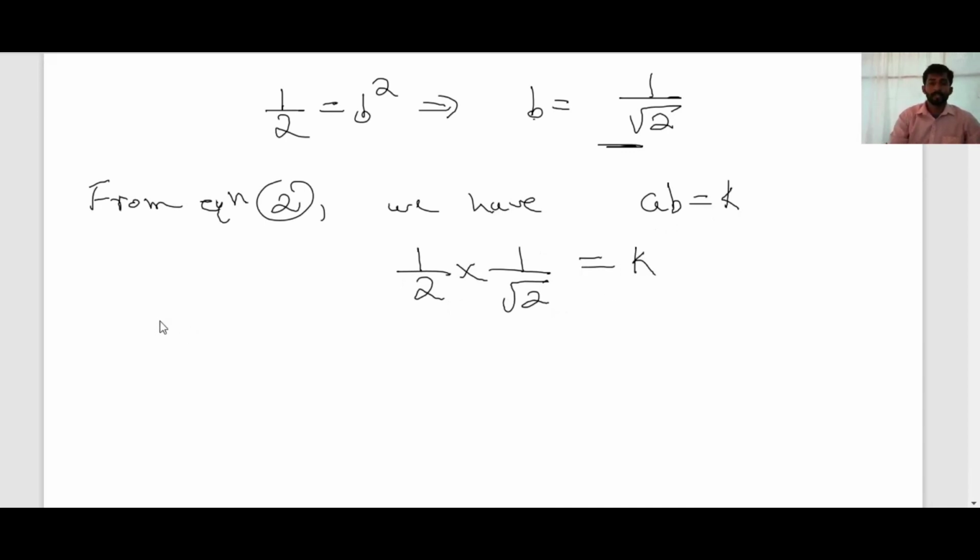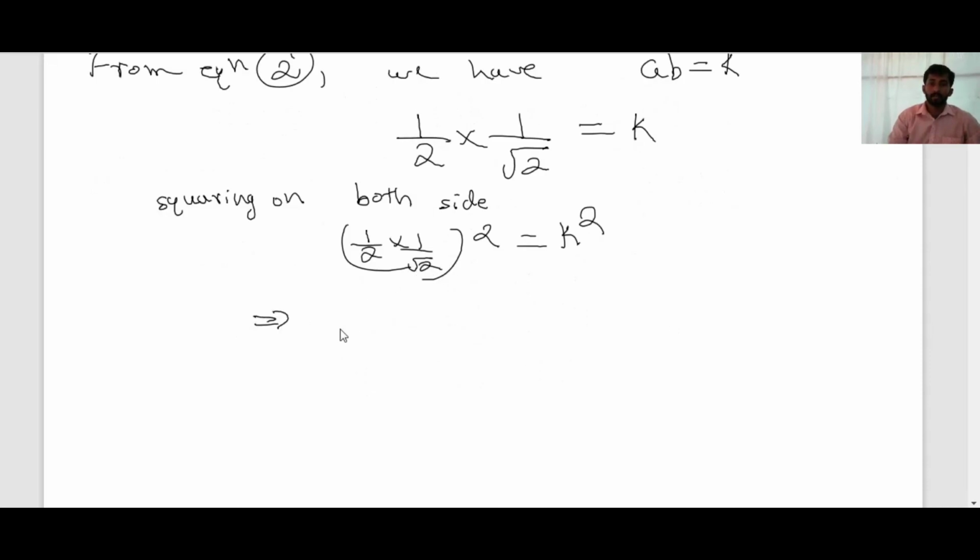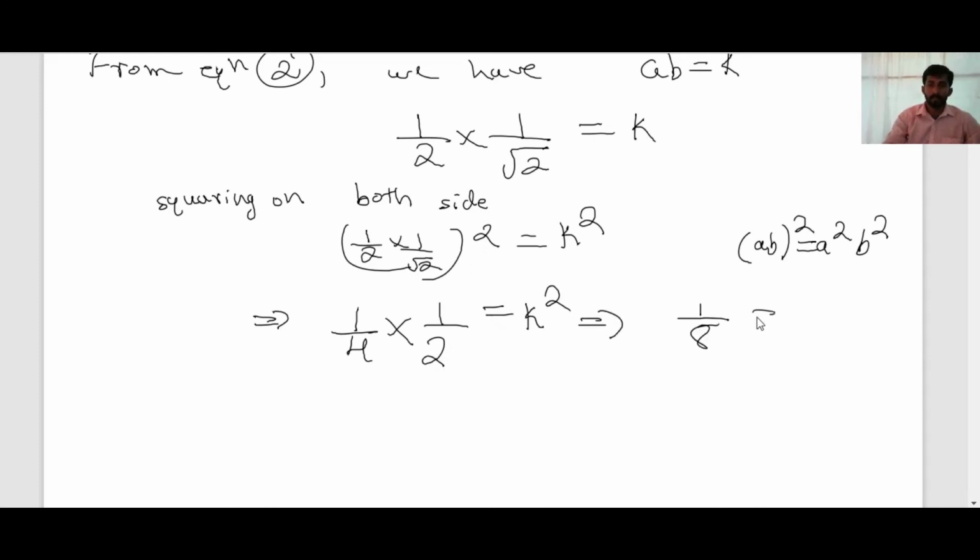In the next step, to prove the result, I am squaring both sides. To get the result, you need to do this step. Here you will get 1 by 2 into 1 by root 2, whole square, is equal to k square. You can square separately: ab whole square is a square into b square. So 1 by 2 whole square is 1 by 4, and 1 by root 2 whole square is 1 by 2, as the root and square cancel. So you get 1 by 4 into 1 by 2, which gives 1 by 8 is equal to k square.